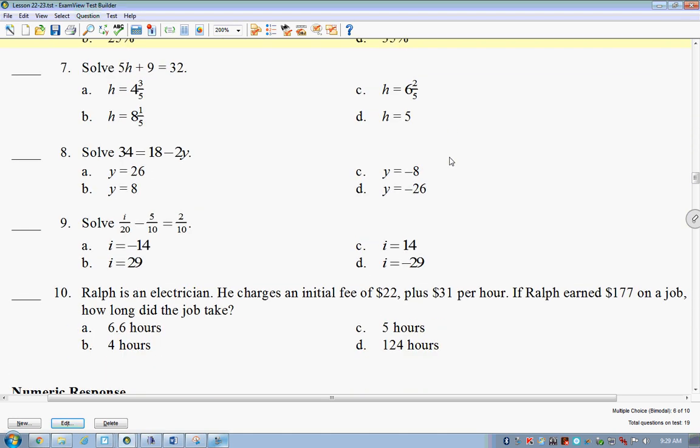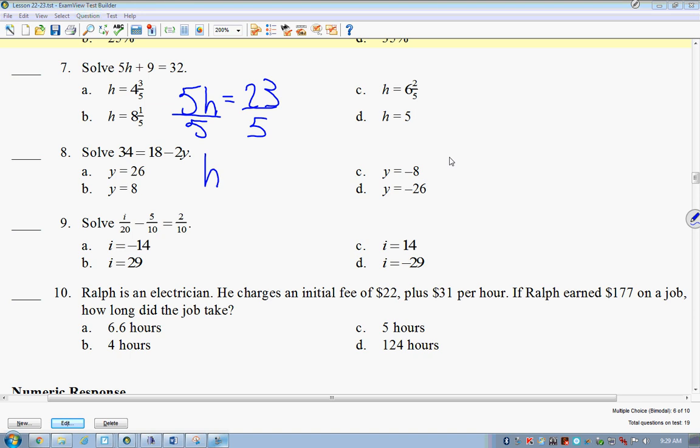Okay. This one is really similar to the one that we showed on the board. Number 7, what's the first thing I need to do to solve for h? I think I heard somebody whisper it. Subtract 9. All right. What's 32 minus 9? And the better sentence is subtract 9 from both sides, correct? All right, so you got 5h equals what? 23. All right, so divide by 5.